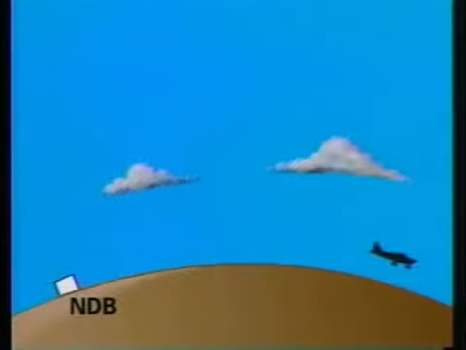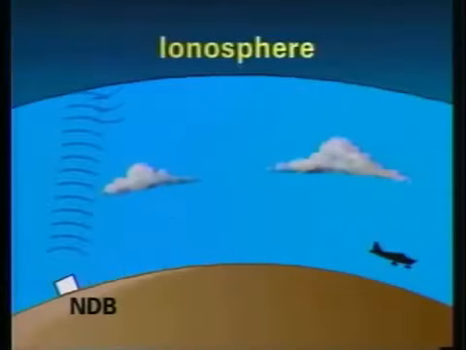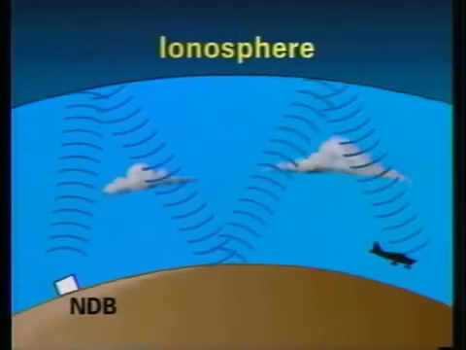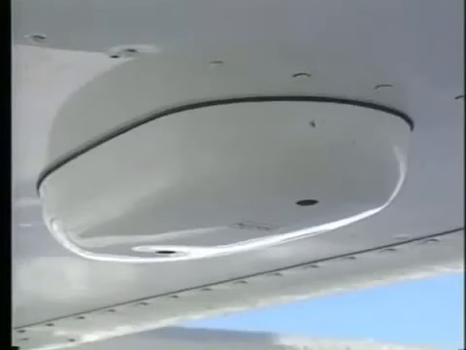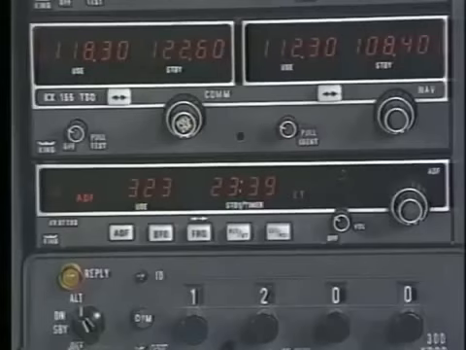NDB signals are transmitted in the low to medium frequency range and travel as ground waves and sky waves. Ground waves are capable of following the curvature of the Earth, while sky waves bounce off the ionosphere and can be received over great distances and at low altitudes. These signals are picked up by the ADF antenna on your airplane and relayed to the ADF receiver.